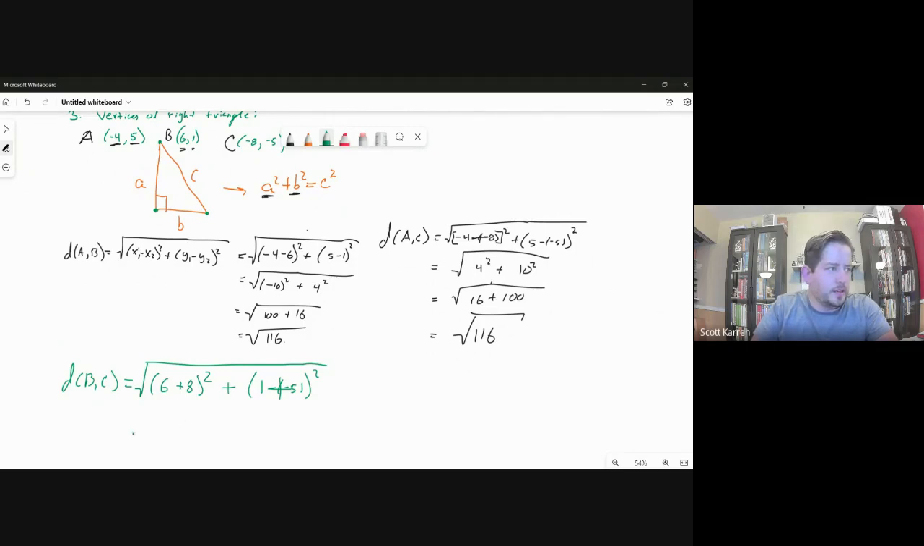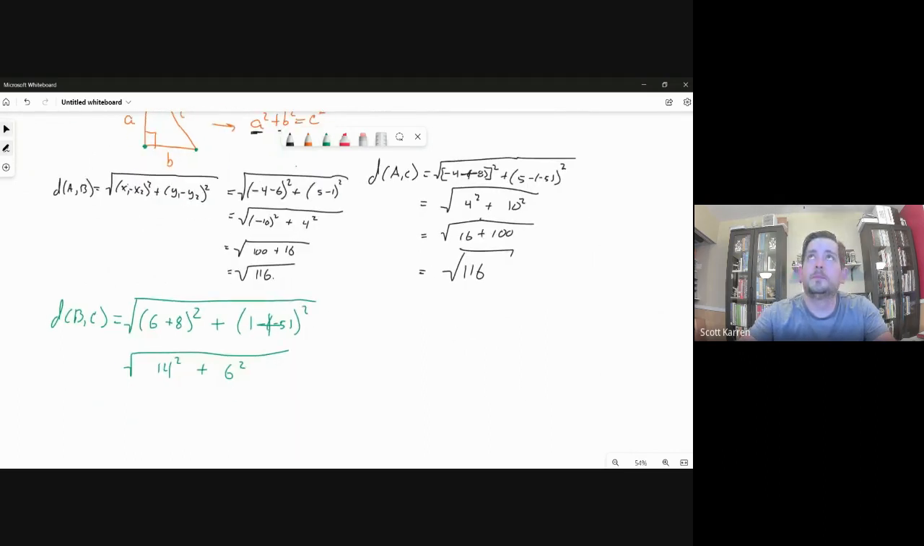So here I've in the left parentheses, 6 plus 8 is 14 squared. This is 1 plus 5, so that's 6 squared. And then 14 squared, I lost my marker, is 196, and then plus 36. And that ends up being the square root of 232, right?